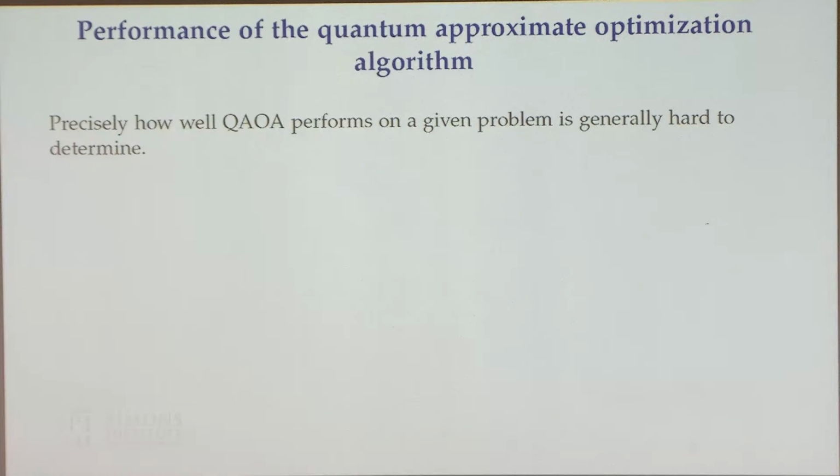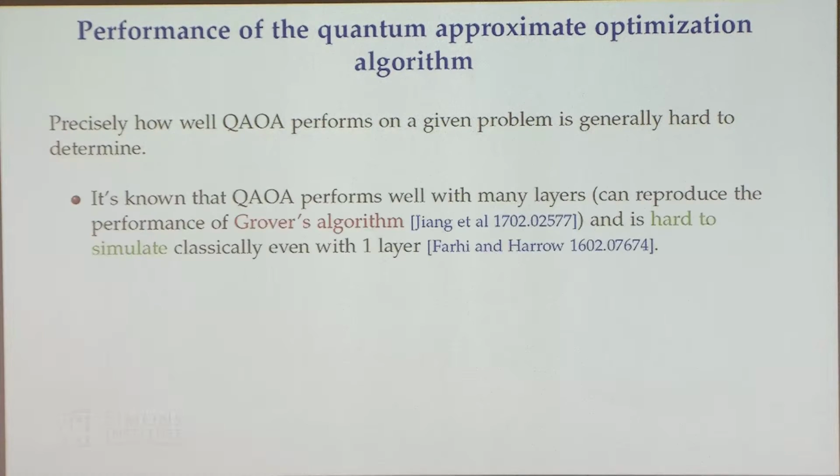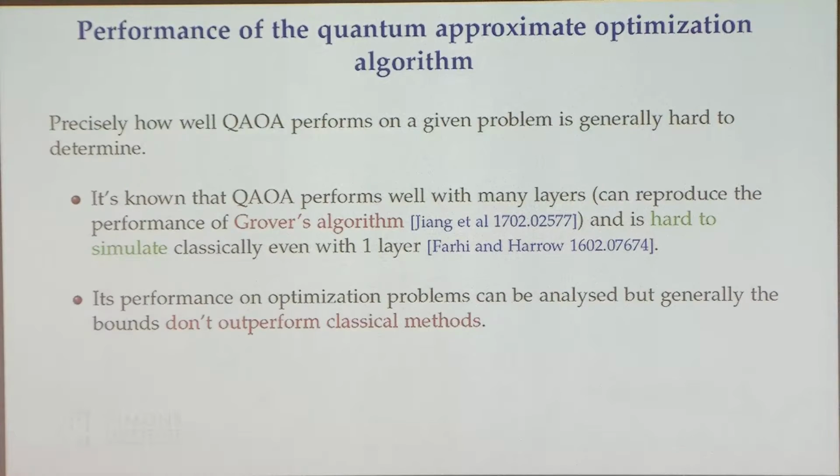Okay, and how well does this approach work? So hopefully Eddie won't disagree too much with what I'm going to say on this slide. I would say that precisely how well this performs on a given problem is generally hard to determine. So sometimes you can, but not always. It's known that if you have many, many layers in QAOA, then the algorithm can reproduce the performance of Grover's algorithm. So it's no worse than Grover's algorithm in that sense. And we also know that even if you have one layer in QAOA, it's hard to simulate sampling from the distribution it produces.